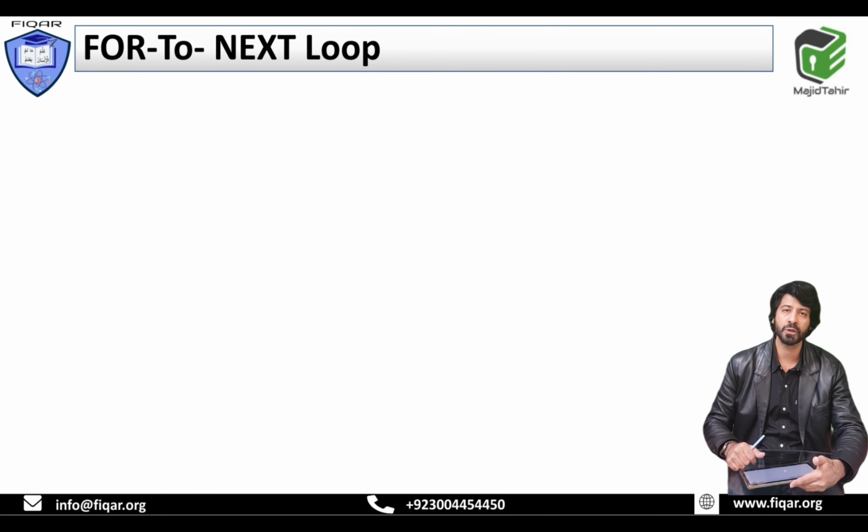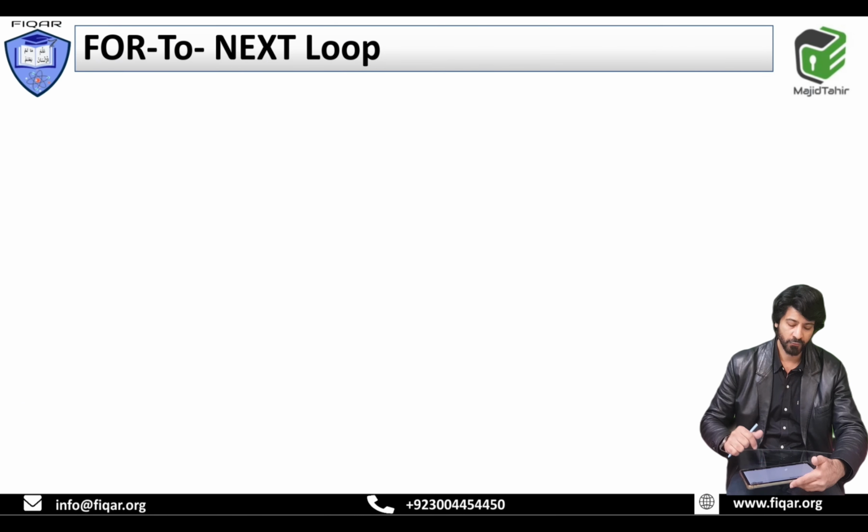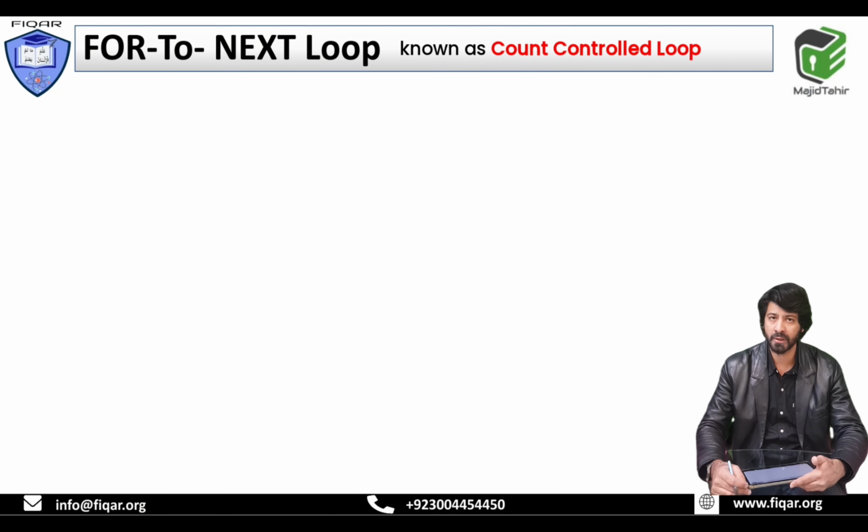So first we are going to see the for to next loop. The for to next loop is used when we know how many times the loop is going to be repeated. So it is a known number of times of repetition. And the counter in the loop is automatically incremented, so we do not have to increment it manually. The for to next loop is also called count controlled loop because we are the ones controlling how many times the loop is going to be repeated.